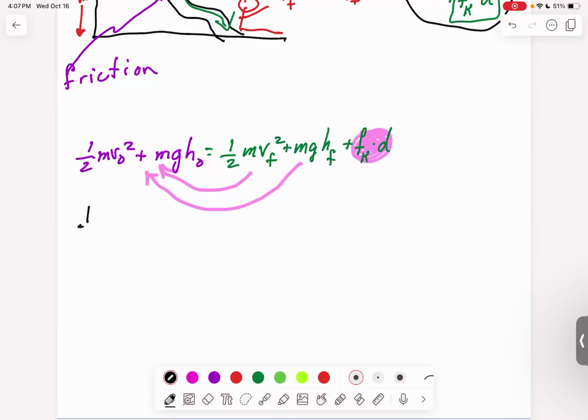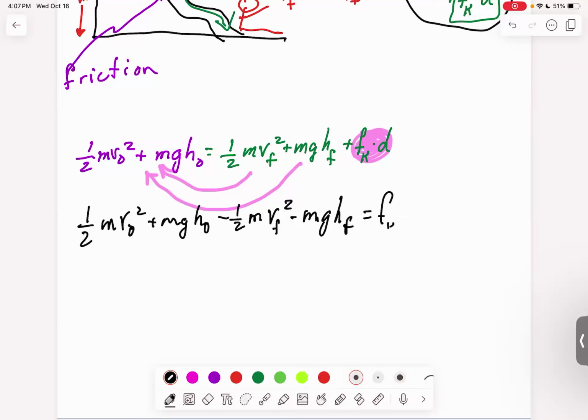So 1/2 mv naught squared plus mgh naught, minus 1/2 mv final squared minus mg h final is equal to that force of friction, in this case it's kinetic friction, times the displacement or the distance traveled.